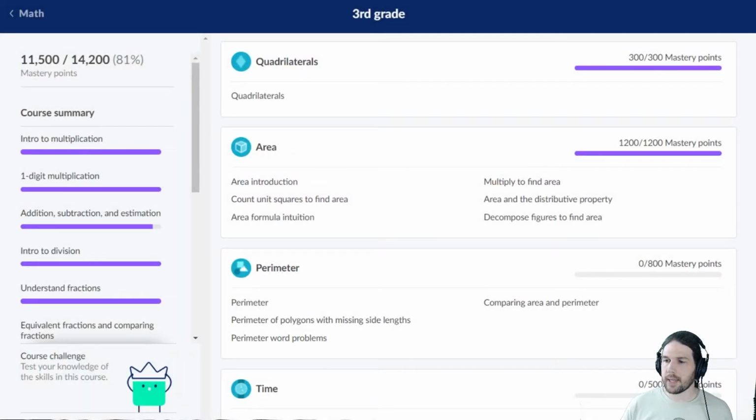Where are we now? We started at quadrilaterals a few streams ago. We talked about rhombuses and rectangles and squares. We talked about area and how area is essentially multiplication.